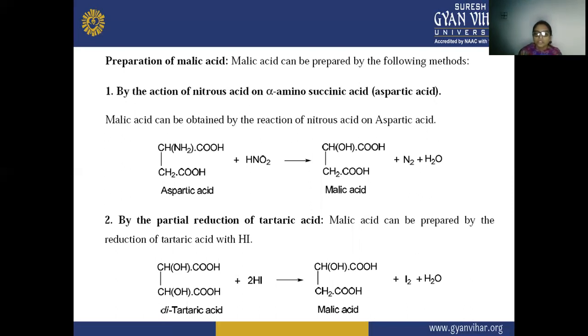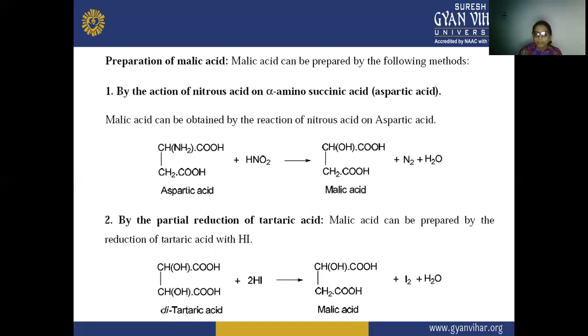When this is treated with nitrous acid, there is a formation of malic acid plus nitrogen gas plus water. So malic acid can be obtained by the reaction of nitrous acid on aspartic acid.